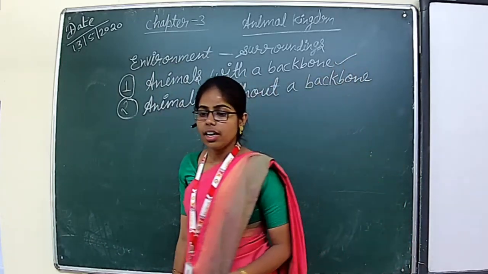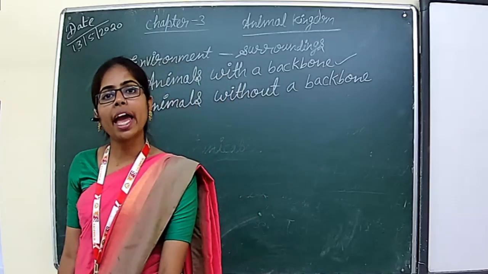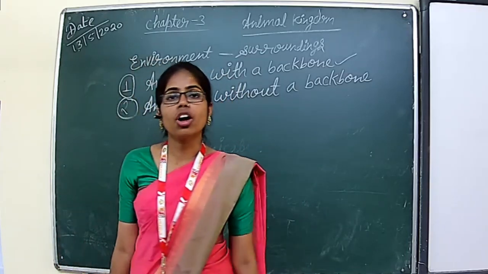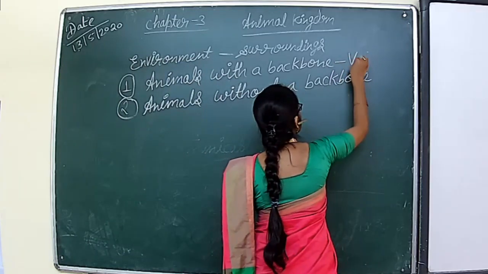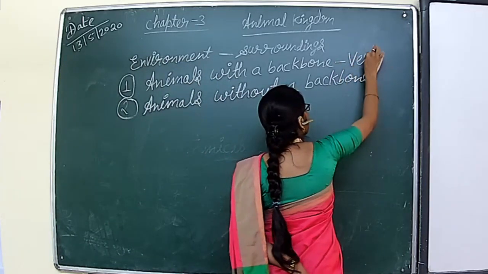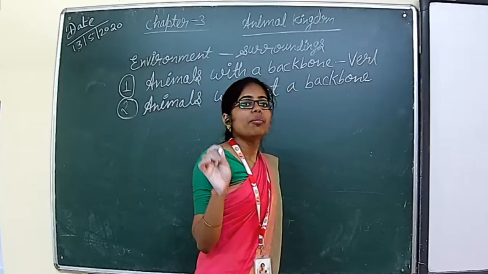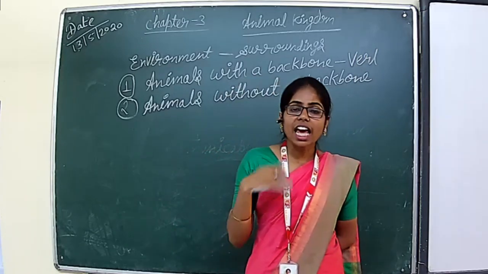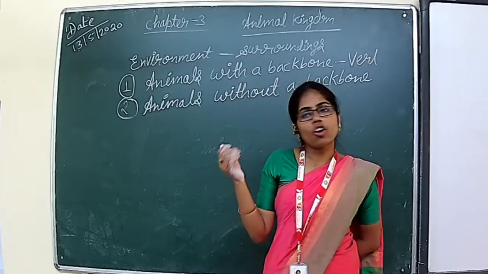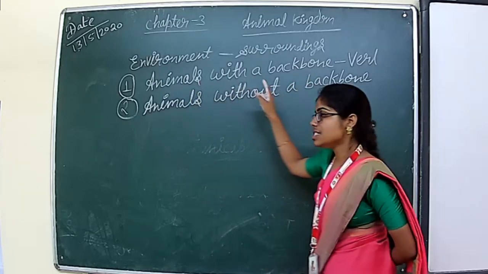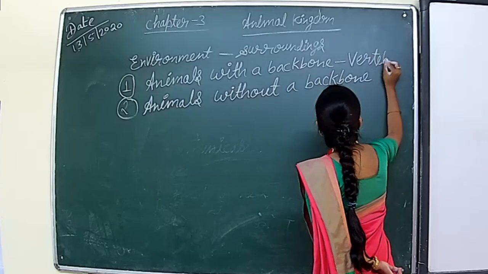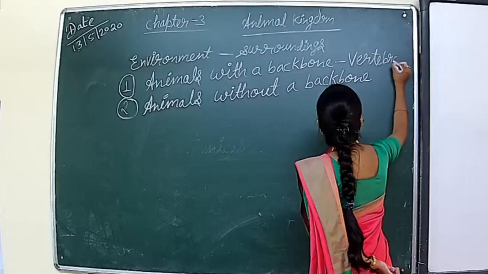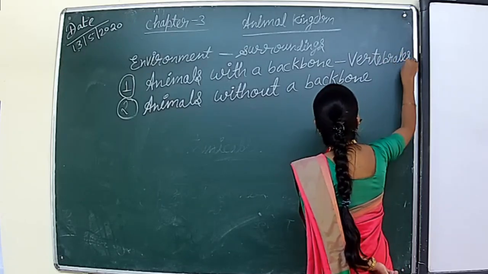Animals that have a backbone are called vertebrates. What are they called? Vertebrates. Wherever you are sitting, please pronounce it along with me. Animals with a backbone are called vertebrates. What are they called? Vertebrates.